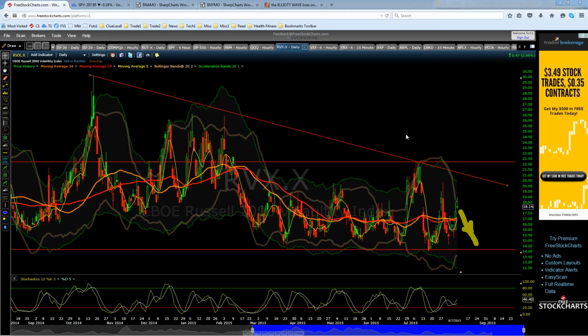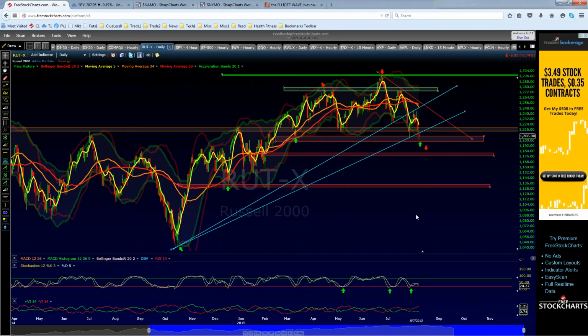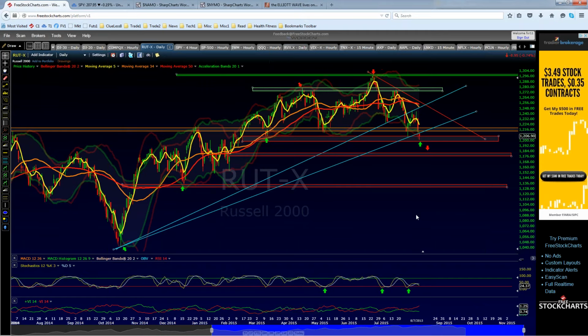So the Russell is actually a pretty damn good buy, in my estimation, given a chart that I posted several times, the TOS chart, actually. This is a good-looking chart. I like this. You know why I like it? Look at this. It's come down nicely. It's actually completed the pattern. So I'm kind of bullish on the Russell, if you ask me. Okay, this has completed the pattern. This is the pattern. I like pattern completions.